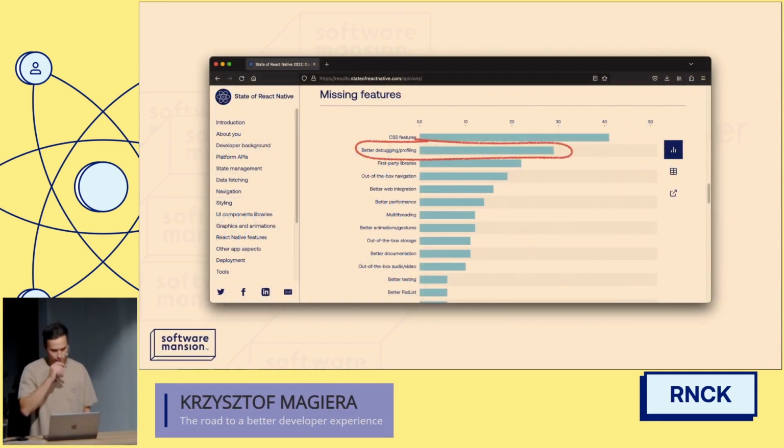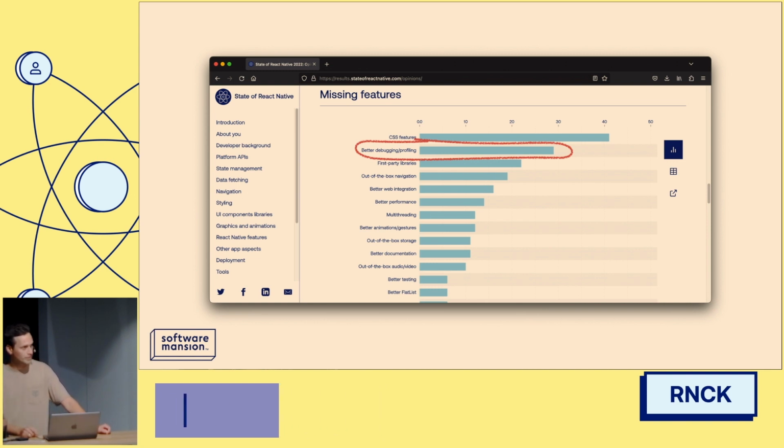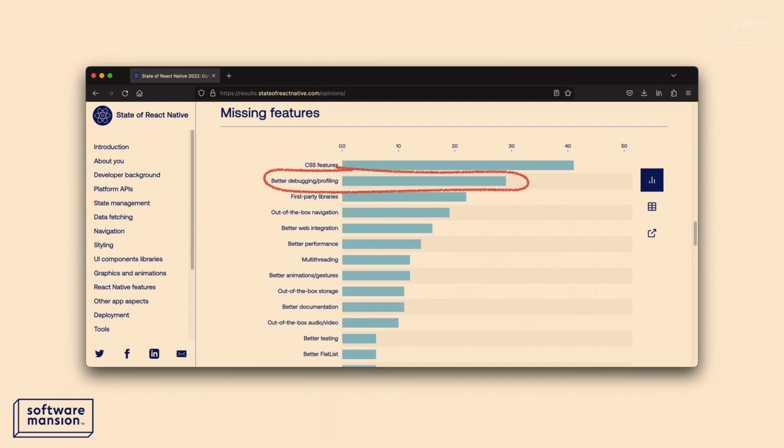So last year we ran this survey, and Kasper also mentioned today that there is another edition happening this year. It was called State of React Native, and we collected feedback from people using React Native on various different topics, but one of the topics was missing features. And the second most common answer for the question about the missing features was better debugging and profiling. So that's what people see as an important missing piece of React Native as a framework, as an ecosystem.